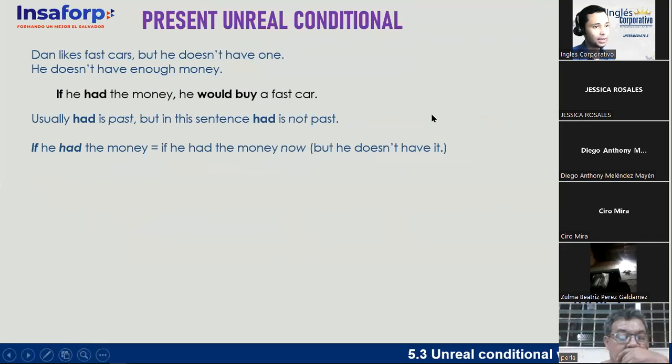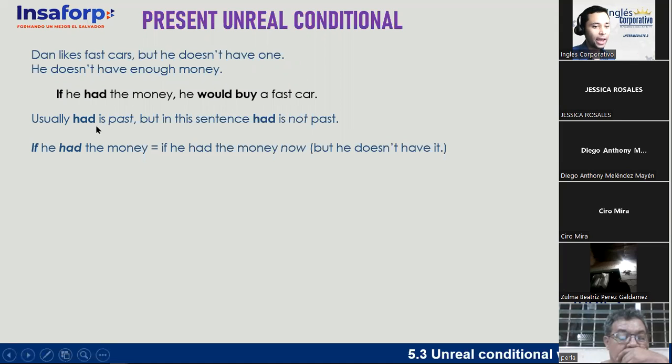That means he can't buy a fast car. Maybe he can buy a Toyota. He can buy a Hyundai. He can buy, I don't know, a Honda, a Mitsubishi, but not a Ferrari. That's too expensive. That costs a lot of money. So when you say if he had the money, this is only a hypothetical situation. It's not real. It doesn't reflect reality. It's the opposite of reality.